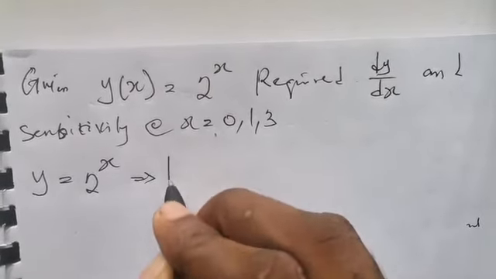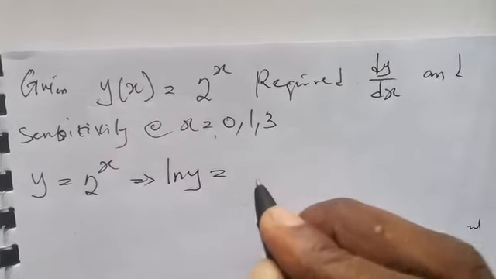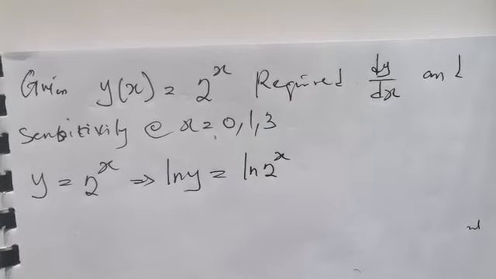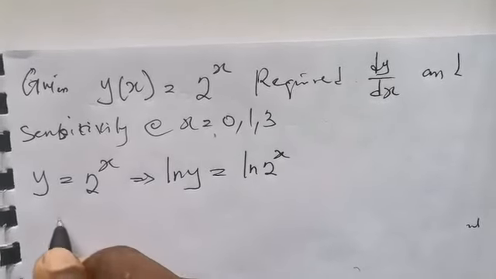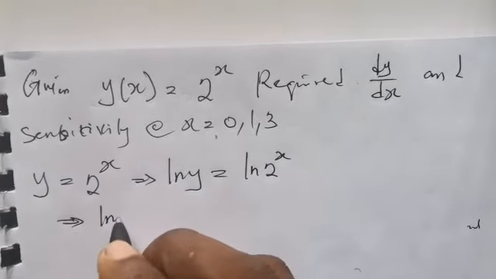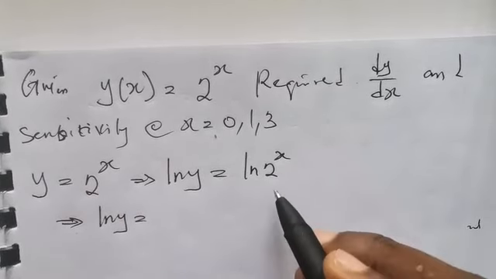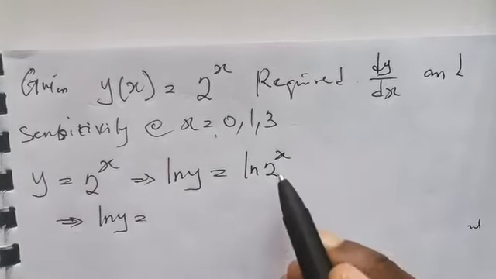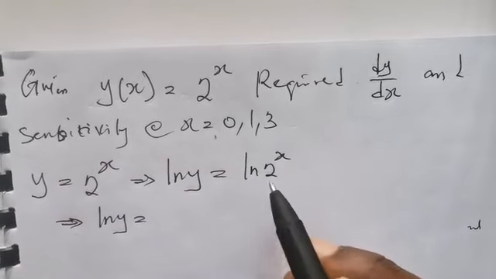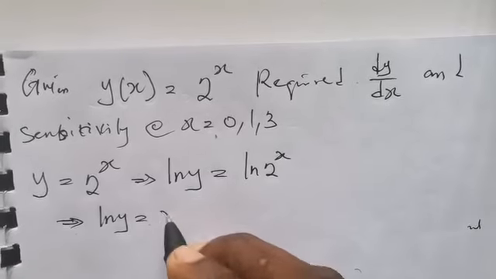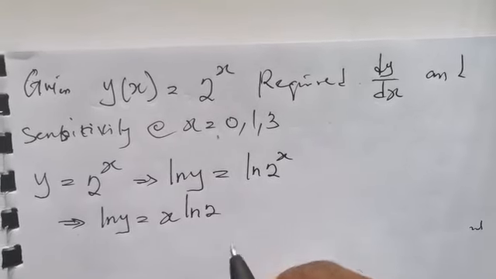I will have ln y equal to ln 2 to the power of x. Now, from the principle of logarithm, if I have a number to a power, I will simply use the power to multiply the log itself. The power is x, so bringing down x, I will simply have x ln 2.